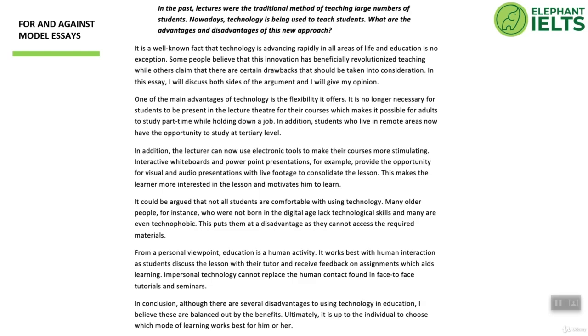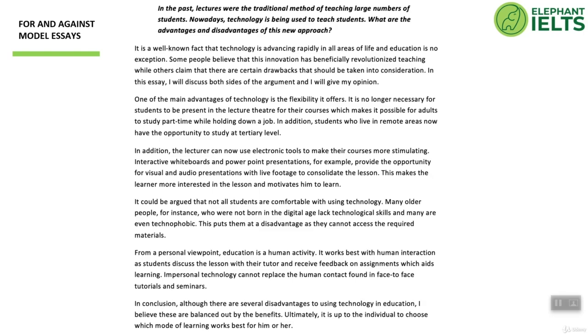Some people believe that this innovation has beneficially revolutionized teaching, while others claim that there are certain drawbacks that should be taken into consideration. So we have mentioned the for and against sides of the argument. And then the thesis statement. In this essay, I will discuss both sides of the argument and I will give my opinion.